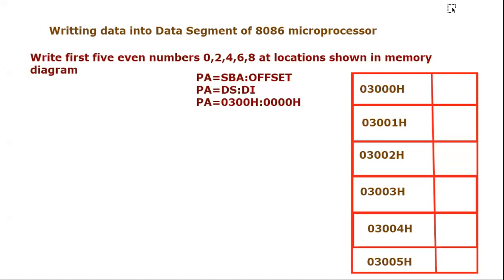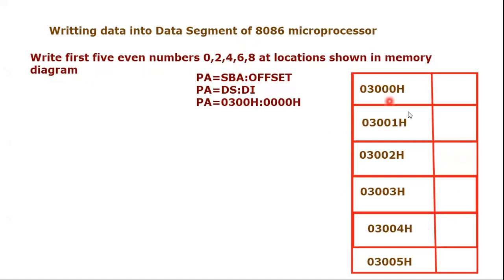In this video tutorial, we are going to learn how to write some data inside the data segment of the 8086 microprocessor. We will do it by taking an example. In this example, we write the first five even numbers, 0, 2, 4, 6, 8, at the locations shown in the memory diagram.